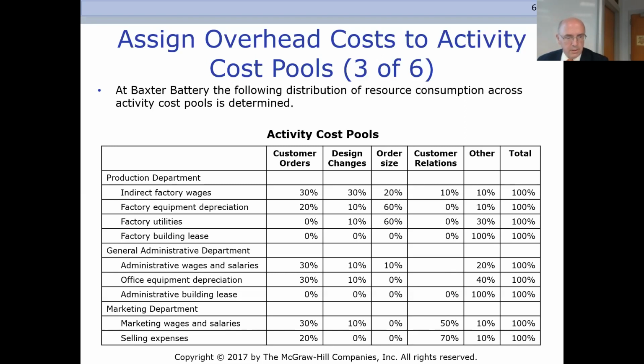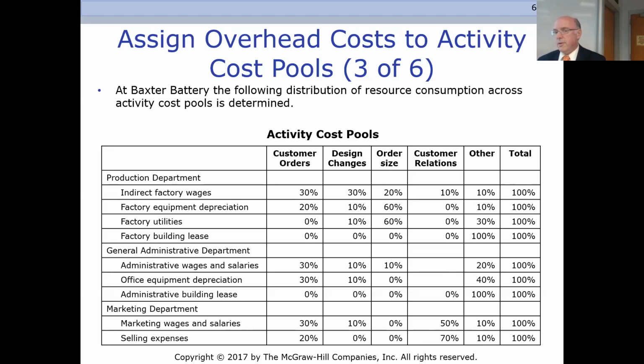Administrative wages and salaries, that's 30, 10, 10, and 20. That doesn't add up to 100%. Why not? Is that a mistake or what? The one below it doesn't even. Yeah, not everything adds up to 100%. It means something is missing, or maybe some of it just doesn't belong in an activity cost pool, if it's not to be allocated.